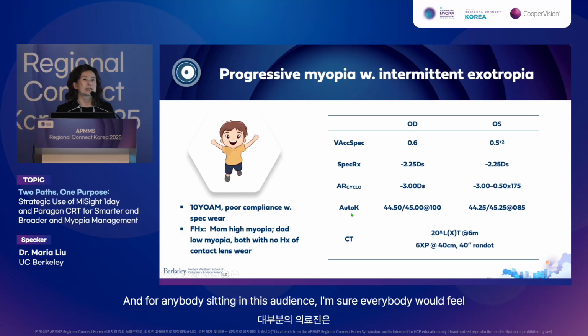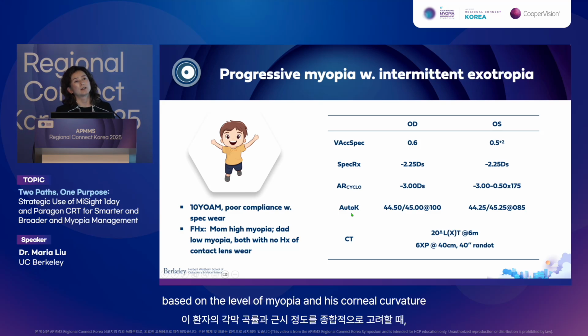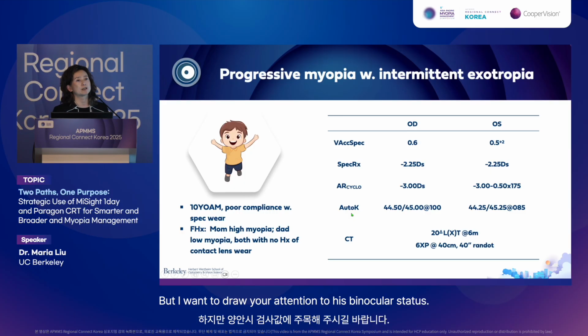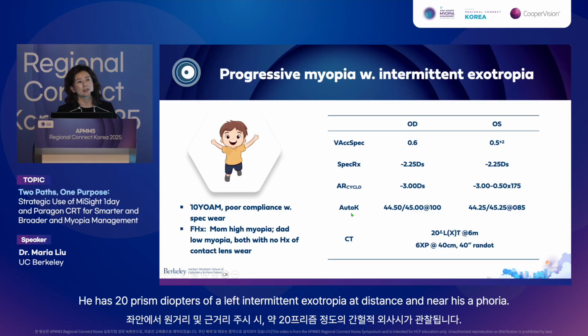And for anybody sitting in this audience, I'm sure everybody would feel, based on the level of myopia and his corneal curvature, this should be a pretty straightforward ortho-K fitting. But I want to draw your attention to his binocular status. He has 20 prism diopters of a left intermittent exotropia at distance, and at near he's an orthophoria.